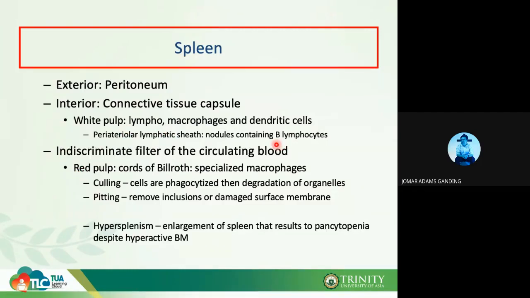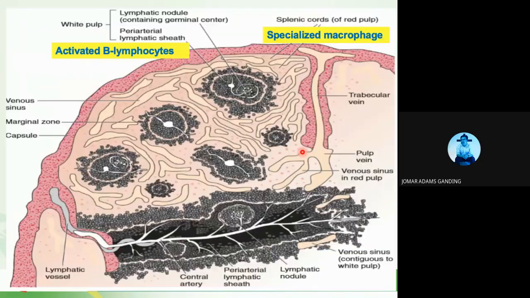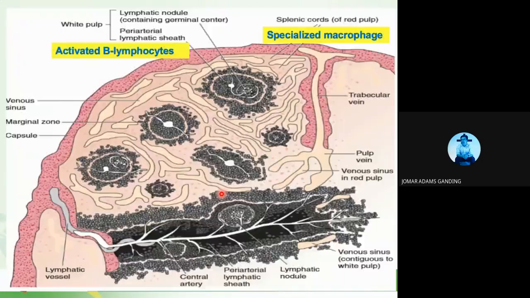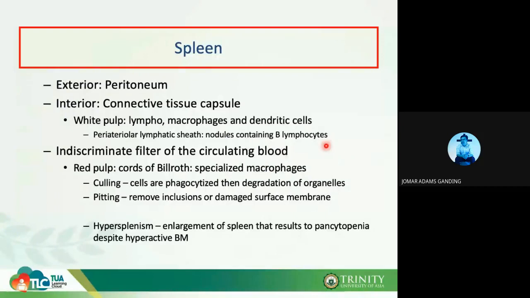Your white pulp is where most of your B cells and T cells are situated. Why do we have B lymphocytes here? This is where the proliferation takes place. As we said earlier, your spleen synthesizes immunoglobulin M. In which specific part? In the white pulp, because that is where your B lymphocytes are contained. Your red pulp, on the other hand, contains specialized macrophages that are responsible for the culling and pitting of red blood cells.